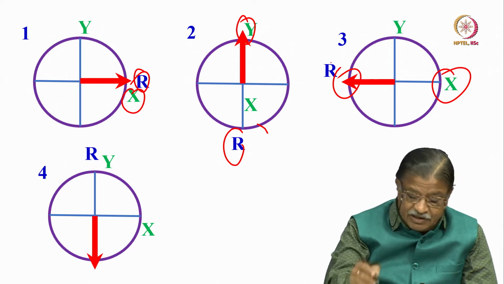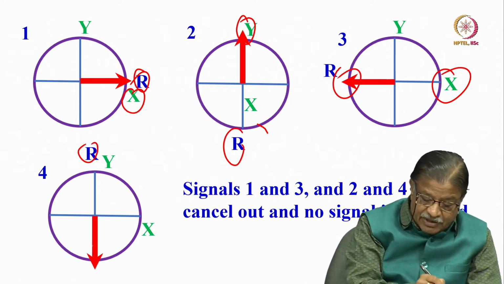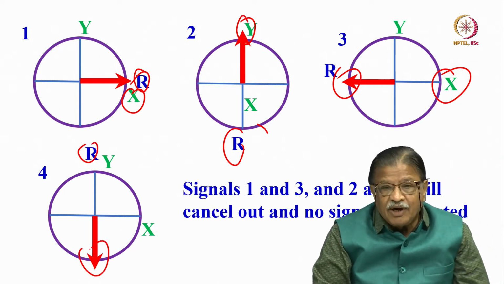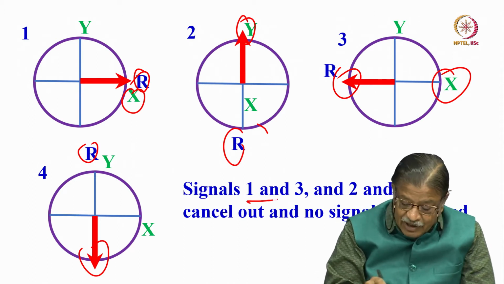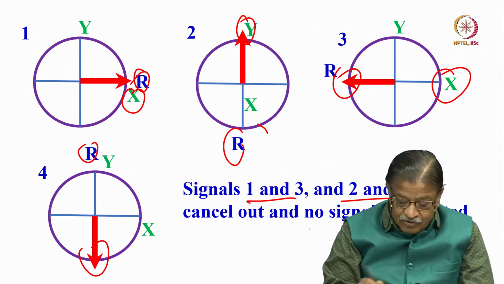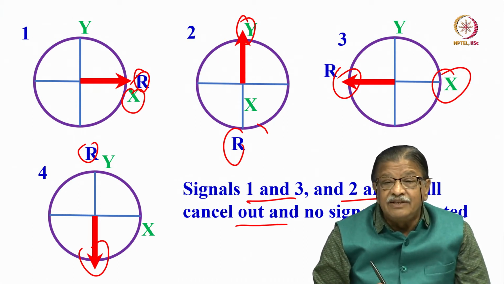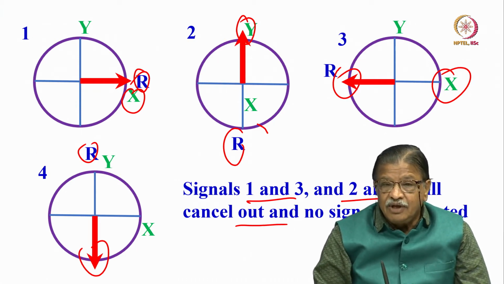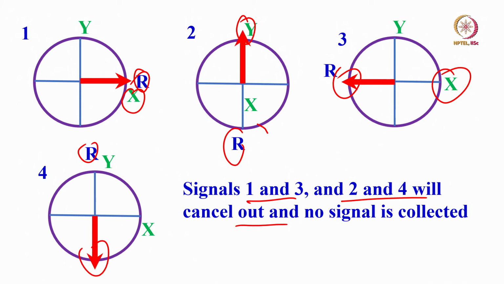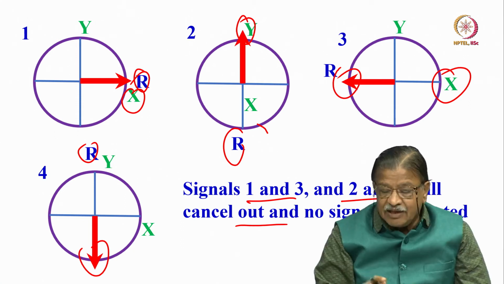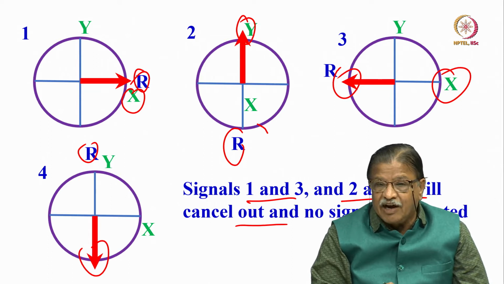I am sorry, pulse and receiver both are here. Here receiver is here, pulse is here. Now what is going to happen? Signals 1 and 3 and signal 2 and 4 will cancel out and you do not see any signal at all. So if you use this one, we can nullify this one. We will completely eliminate the signal if we take opposite.